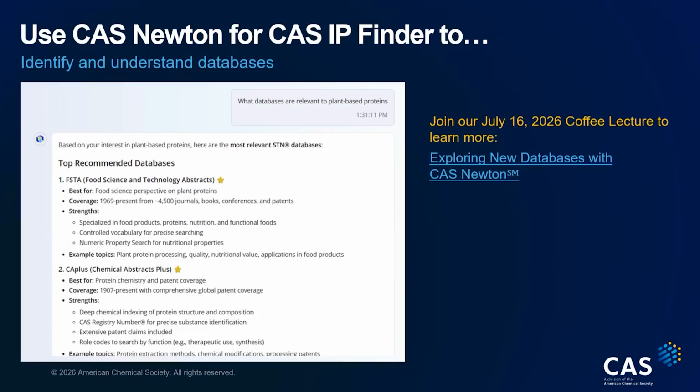There are a lot of different use cases for Newton, and it's entirely your decision how you wish to leverage it. Some use cases, of course, involve telling the AI to do the search for you, but it's important to keep in mind that you can leverage it in other ways. So for example, you can use Newton to learn more about IP Finder or STN. It can be particularly useful for discovery of additional files or databases.